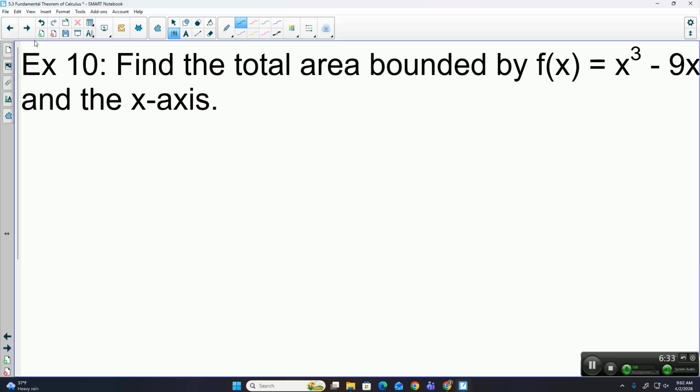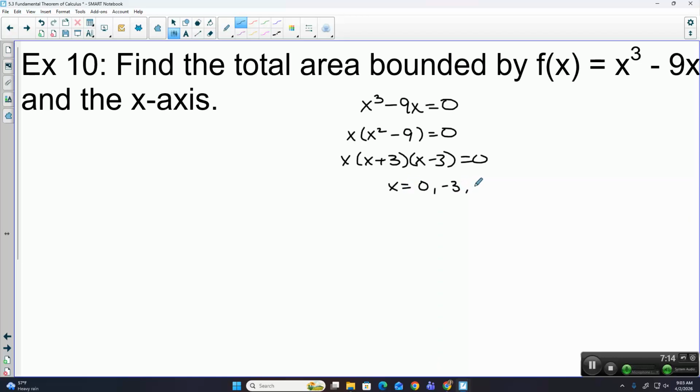Find the total area bounded by the function f of x equals 9 minus x squared and the x-axis. Okay, the total area, that's kind of like saying the absolute value. So if I think about this, we want to figure out where this hits the x-axis. So it hits the x-axis at 0, -3, and 3.